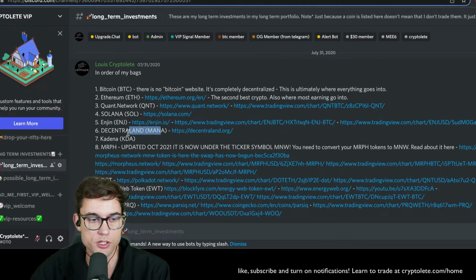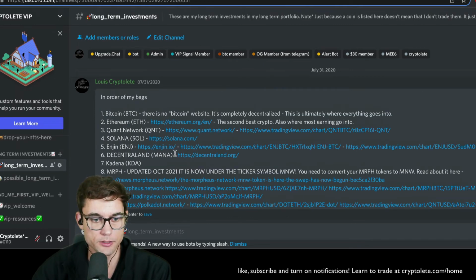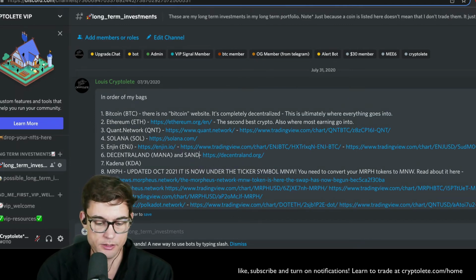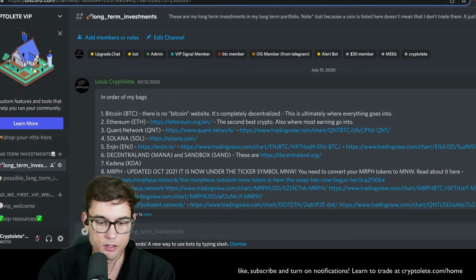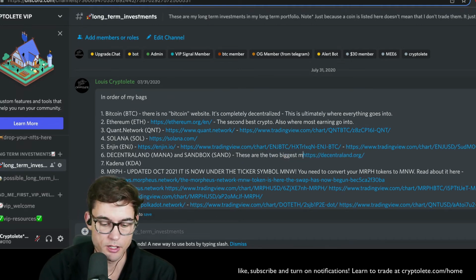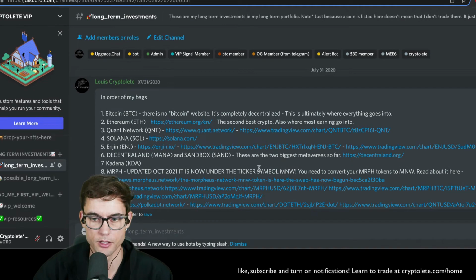Although I think I'm going to switch Decentraland to Sandbox, or have a split. So actually, let me just do that right now. Go up here and Sandbox, Sand. And I'll say these are the two biggest metaverses so far. Even though Sandbox is definitely bigger, but I guess I can't do that. Whatever. Maybe if I delete this, that could work. Nope. Oh well, whatever.